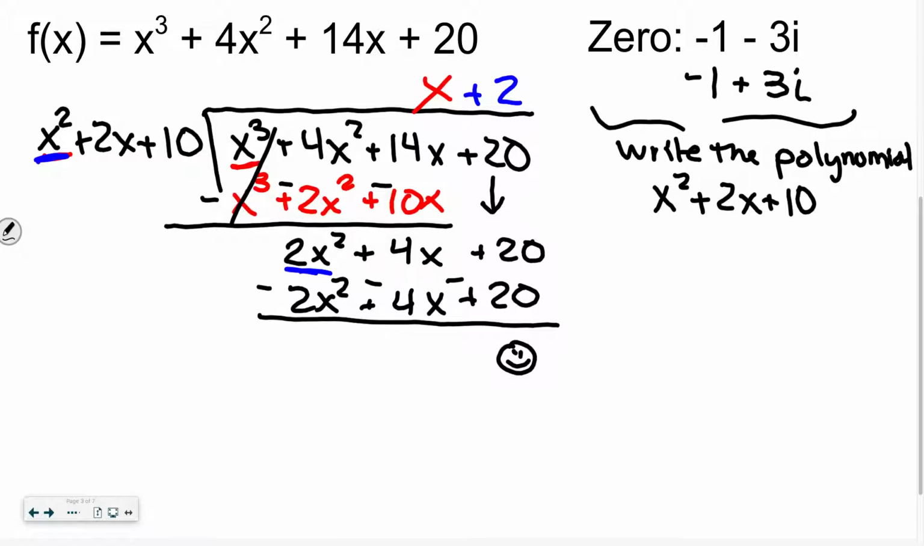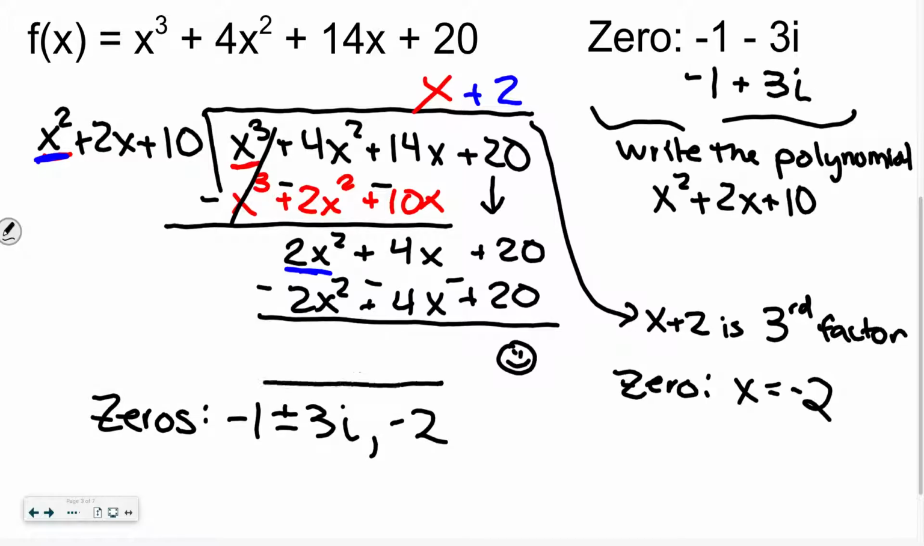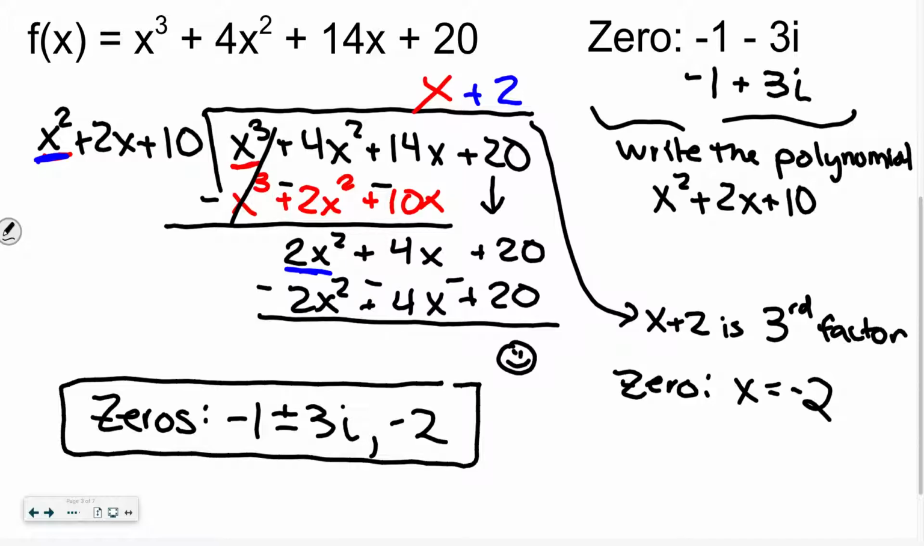Okay. So this quotient right here, x plus 2, is the third factor. The first two factors were the ones we did in the warm-up. The third linear factor. And what is your 0? -2. X equals -2. So if you were listing out all the zeros, you could list -1 plus or minus 3i, and then also -2. Now you have 3 zeros for a cubic polynomial.